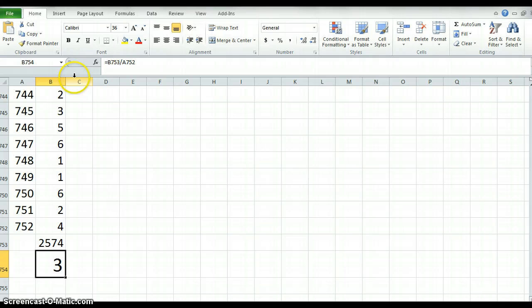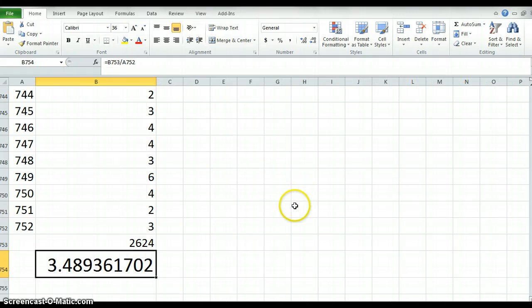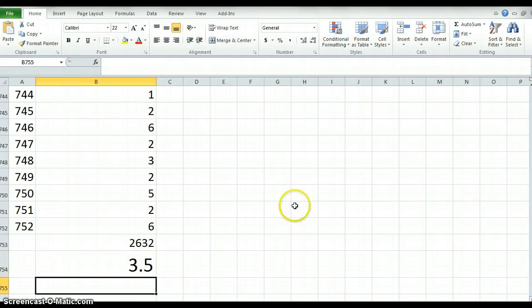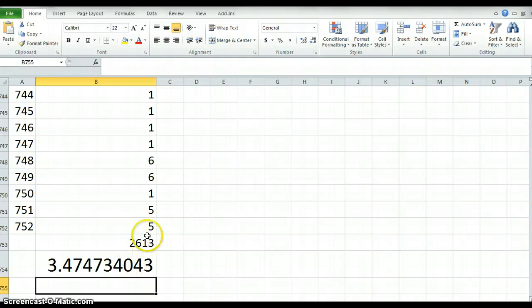Now let's have a look. I just want to make that nice and big so you can see it. And every time I hit a key, it will do it again. What's happening? Yeah, what's the average? 3.5 is our theoretical average, right?